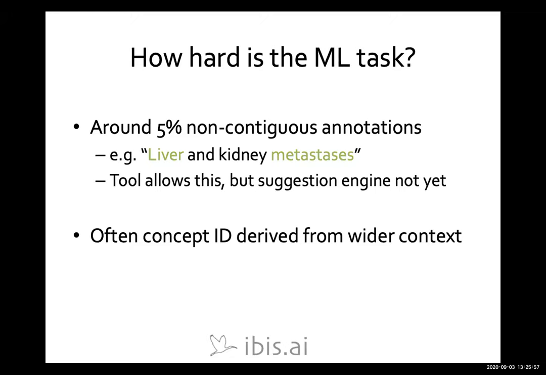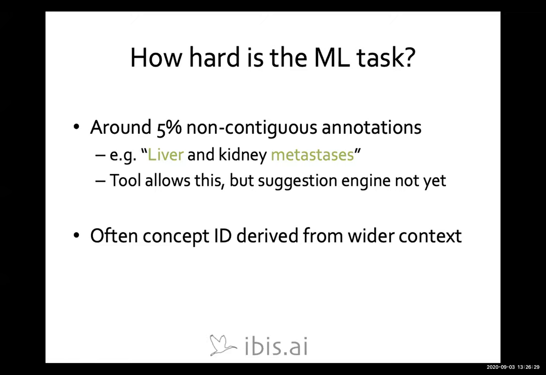Another thing that makes the machine learning task hard is also something that Wachter showed, that some concepts are split in terms of text. So for example, liver and kidney metastases, you don't write liver metastases and kidney metastases, but the liver, and it spans over this and kidney. So the annotators can select liver and metastases, and it will be one phrase.